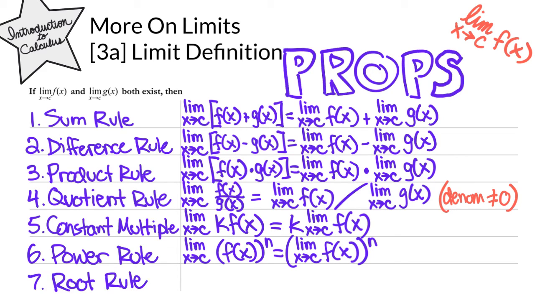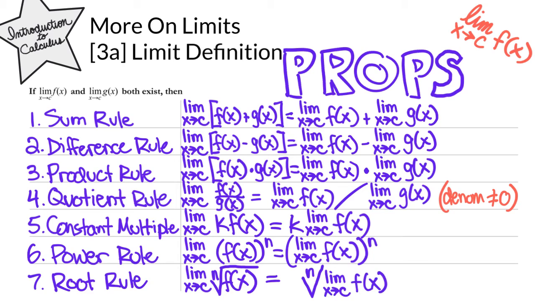Finally, number 7, the root rule, which we'll do an example with next. The limit as x approaches c of the nth root of f of x is equal to the nth root of everything, the limit included: the nth root of the limit as x approaches c of f of x. And that's valid for n greater than or equal to 2. So we have to be taking at least the square root or the cubed root or the fourth root and so on, numbers greater than 2.